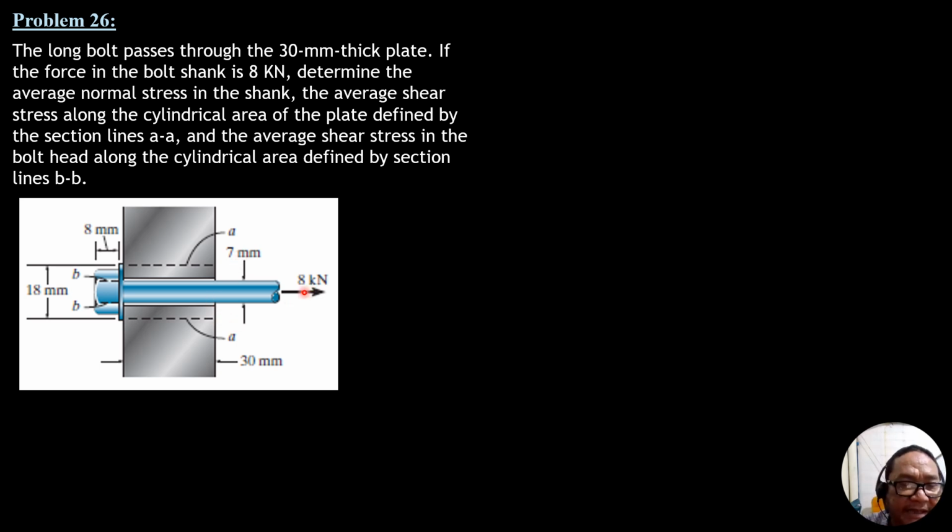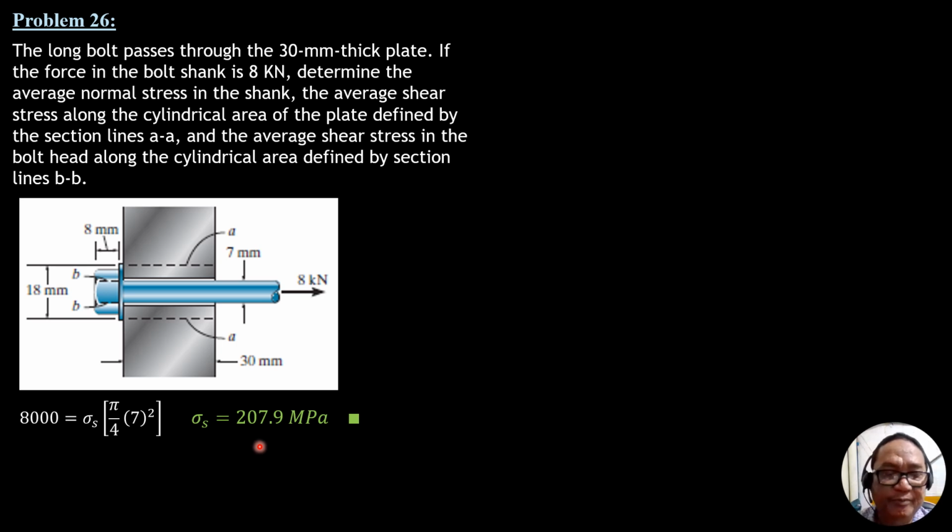So for part A, 8,000 newtons is equal to the average normal stress of the shank times the area of the shank, which is pi over 4 times 7 squared. So 8,000 is equal to the normal stress in the shank times the area of the circle, pi over 4 times 7 squared. So the average normal stress in the shank is 207.9 megapascals.